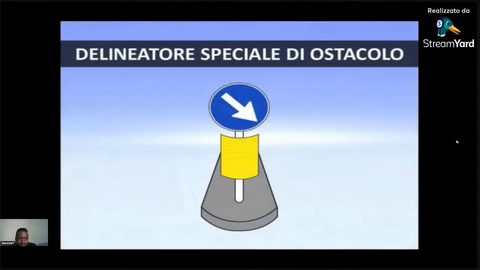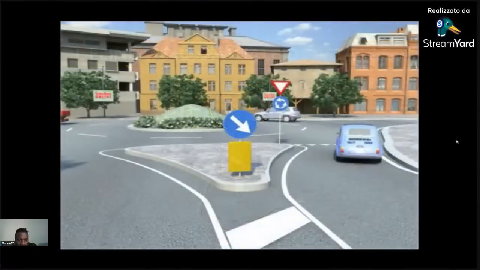Delineatore speciale di ostacolo. So this delineatore is just alerting us of an obstacle. Here it is. It's talking about the yellow one that has the obbligo, passaggio obbligatorio a destra, on the right side. So, delineatore di ostacolo, meaning if we go to the left, there is an obstacle. That's why we are under obligation to pass on the right side to enter the roundabout.